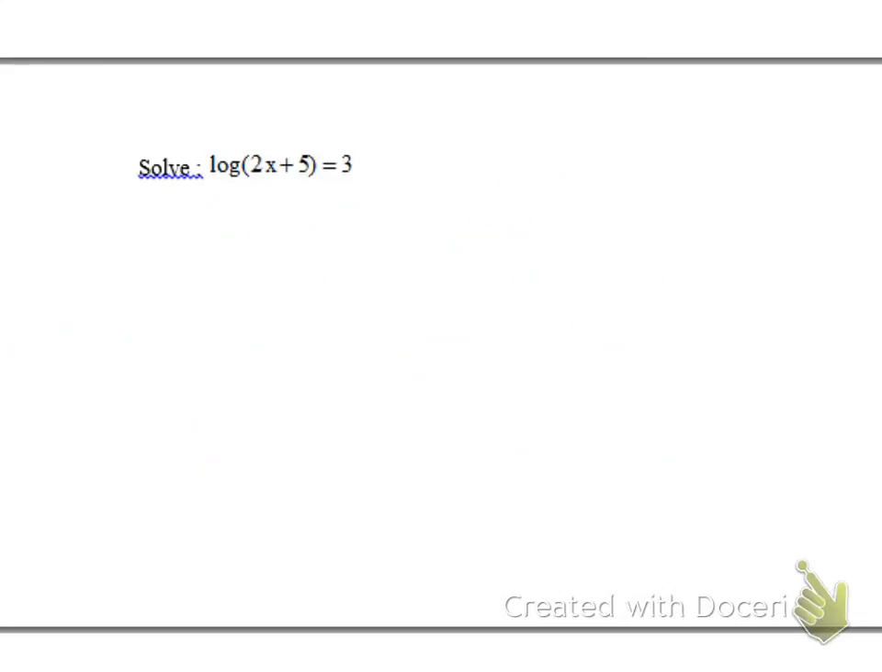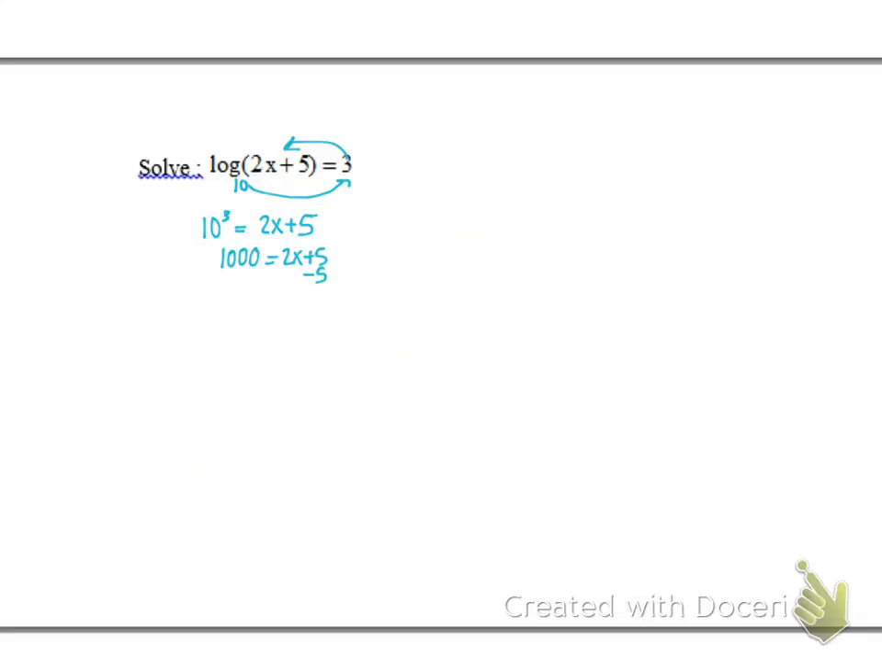Okay, the next one, I want to get rid of this log. I can't do the log of both sides because then I'll have 2 logs on the left side. So remember, this always is a base 10, so I go base power what it's equal to. So 10 cubed equals that 2x plus 5. 10 cubed should be 1,000. Equals 2x plus 5.